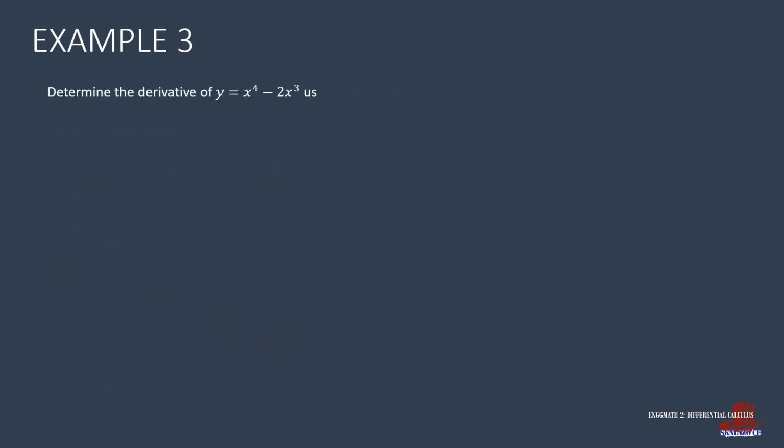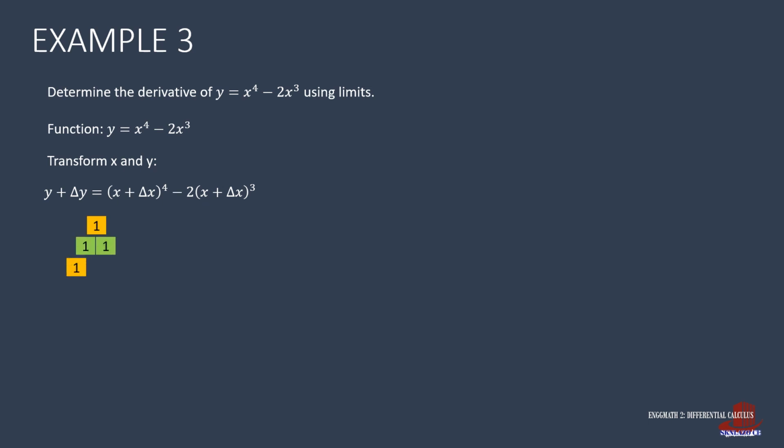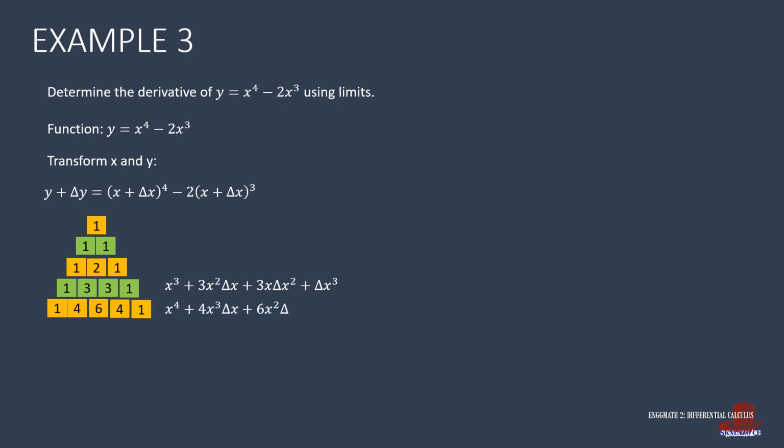Example 3 includes another polynomial, y is equal to x raised to 4 minus 2x cubed. First, transform x and y, and have y plus delta y is equal to x plus delta x raised to 4 minus 2 times x plus delta x cubed. And since the binomials are raised to 4 and 3, the easiest way to expand them is to use Pascal's triangle. Or you can also expand them through the binomial theorem.